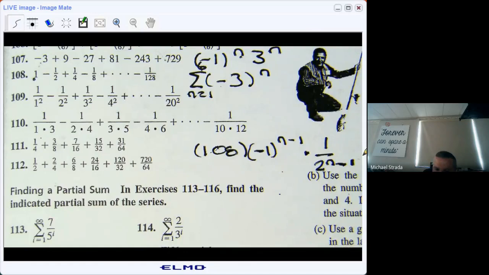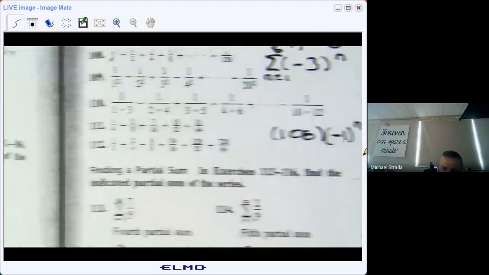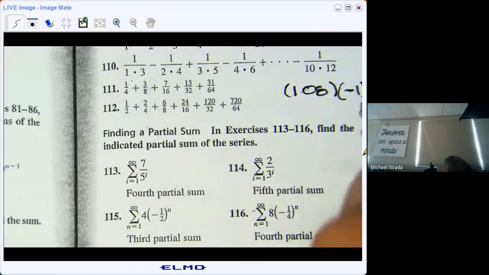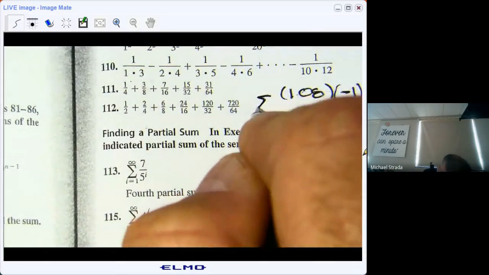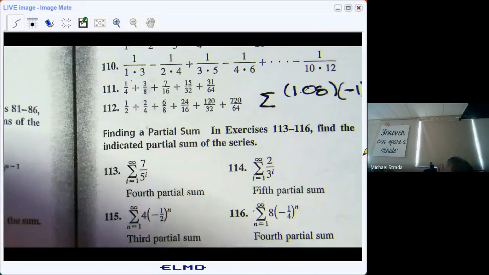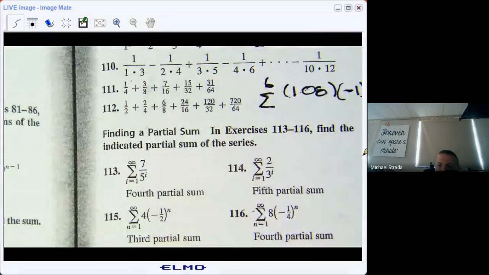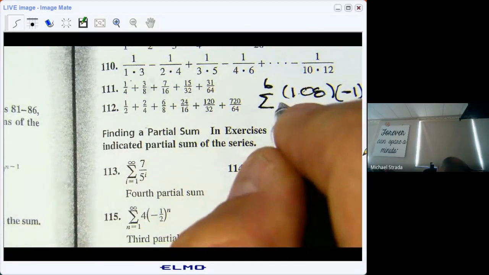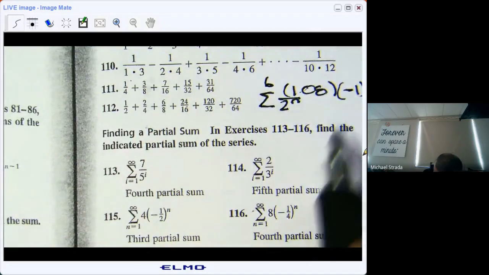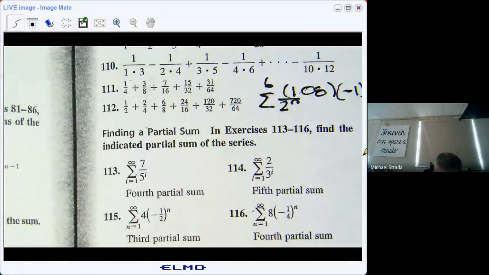And then the last one I want to talk about is number 112. Again, in number 112, how many terms do we have? 6. The denominator is being multiplied by what each time? 2. So my denominator would be 2 to the n. And it's okay because 2 to the n would be 1, and that's that.